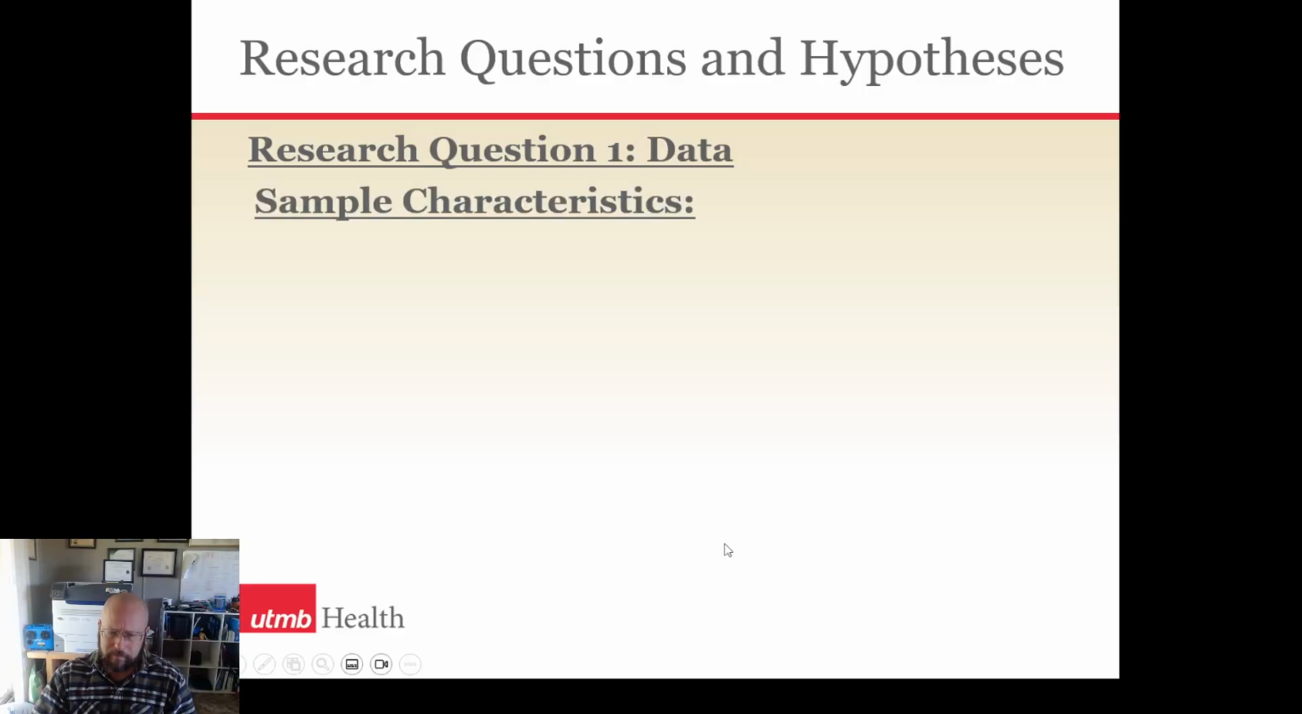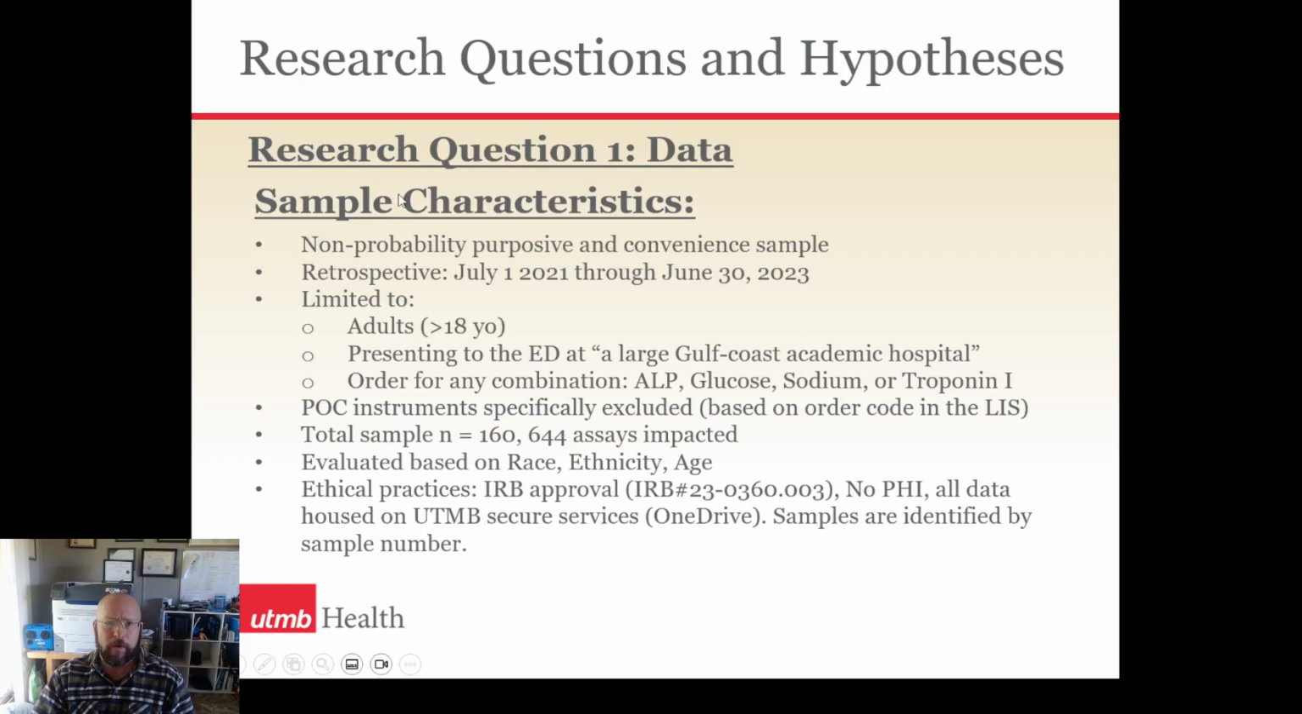So I'll talk a little bit about the research data for each of the research questions. For my first research question, I was using a non-probability, purposive, and convenient sample. All of my data was retrospective. So I just went back into Epic data covering 2 years. We looked primarily at adult patients at UTMB. I did specifically select various assays because I wanted to see if there was a difference in the modality of that assay compared to the turnaround time in times of downtime.